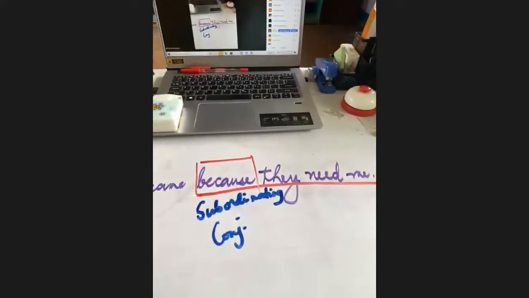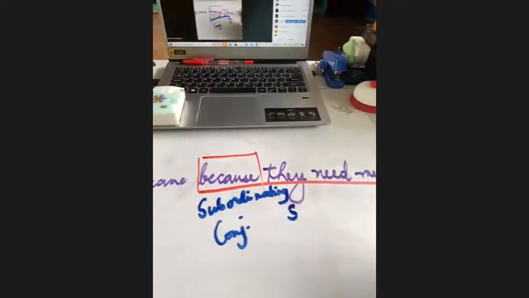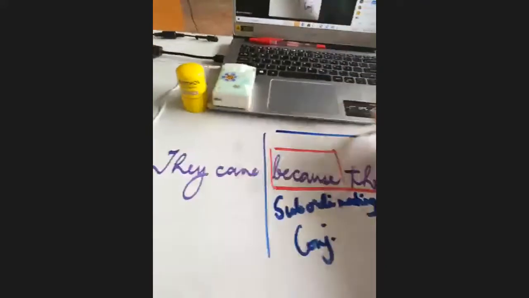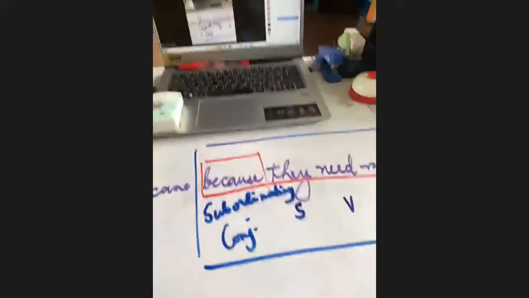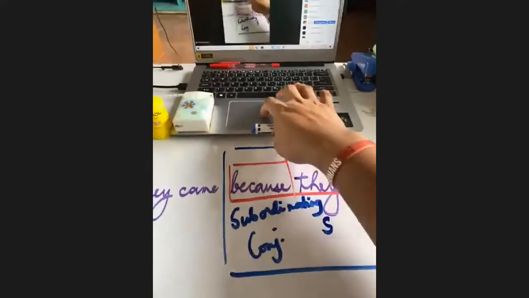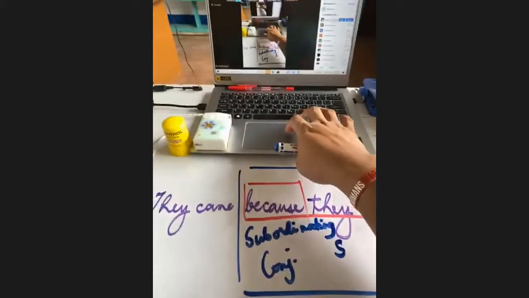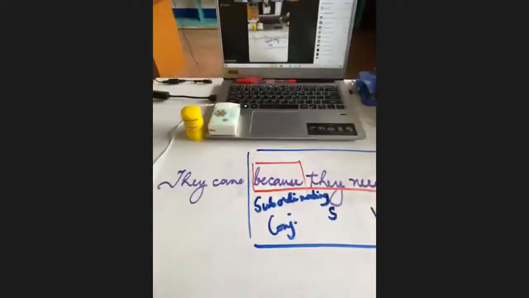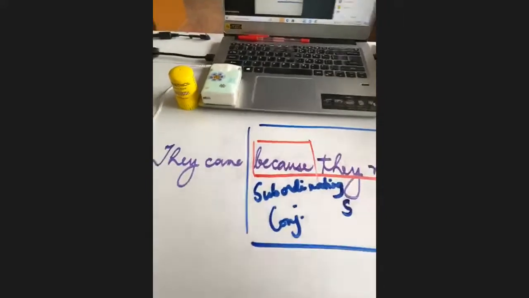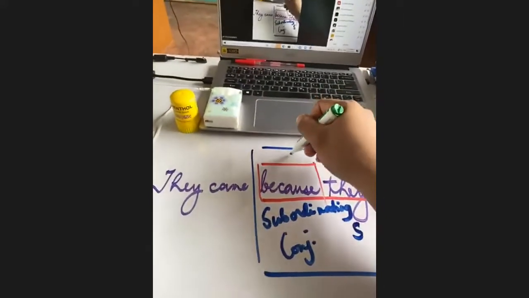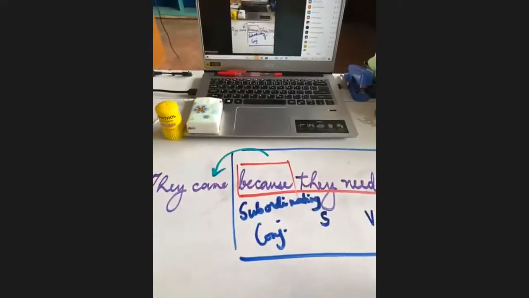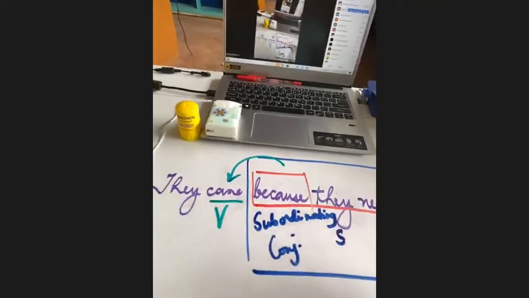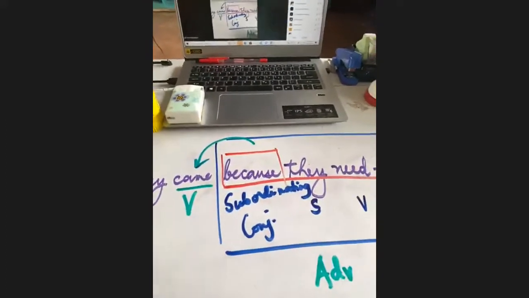And then let's look at the subject of the subordinating conjunction. It is they. The verb is need. So this is the complete set. What is it trying to modify in this statement? I'd like to ask Alex. Came. Came, correct. This clause tries to modify the word came. And came is a verb. As the verb has been modified, our modifier is obviously an adverb.